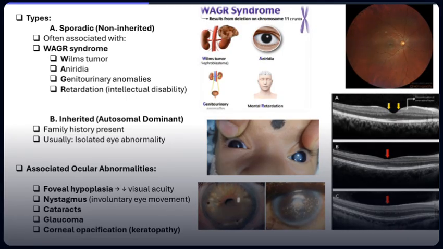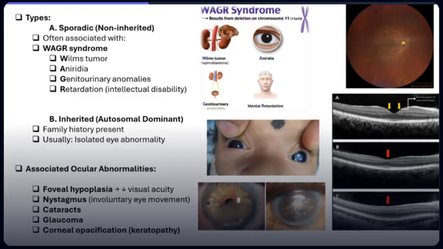Analyze the optical coherence tomography scans on the right. Notice how the red arrows indicate foveal hypoplasia, a failure of the inner retinal layers to displace, which catastrophically prevents the development of high-resolution central vision. Why do you think the genetic disruption of PAX6 at this 11p13 coordinate leads to such a wide array of secondary pathologies, including the progressive cataracts and corneal opacification shown in our clinical images?